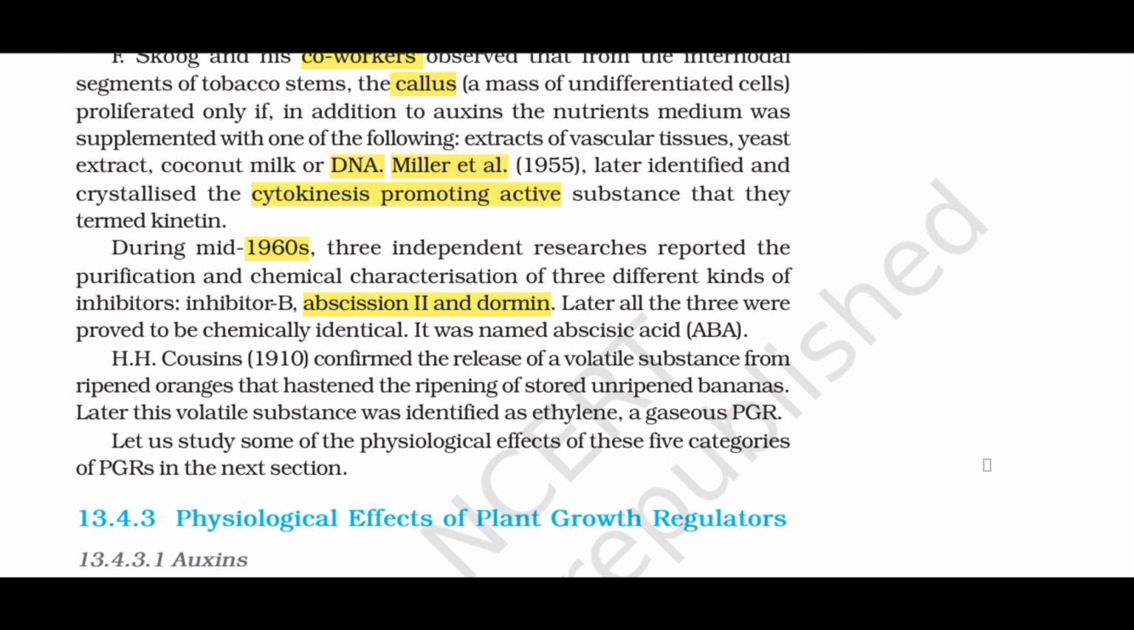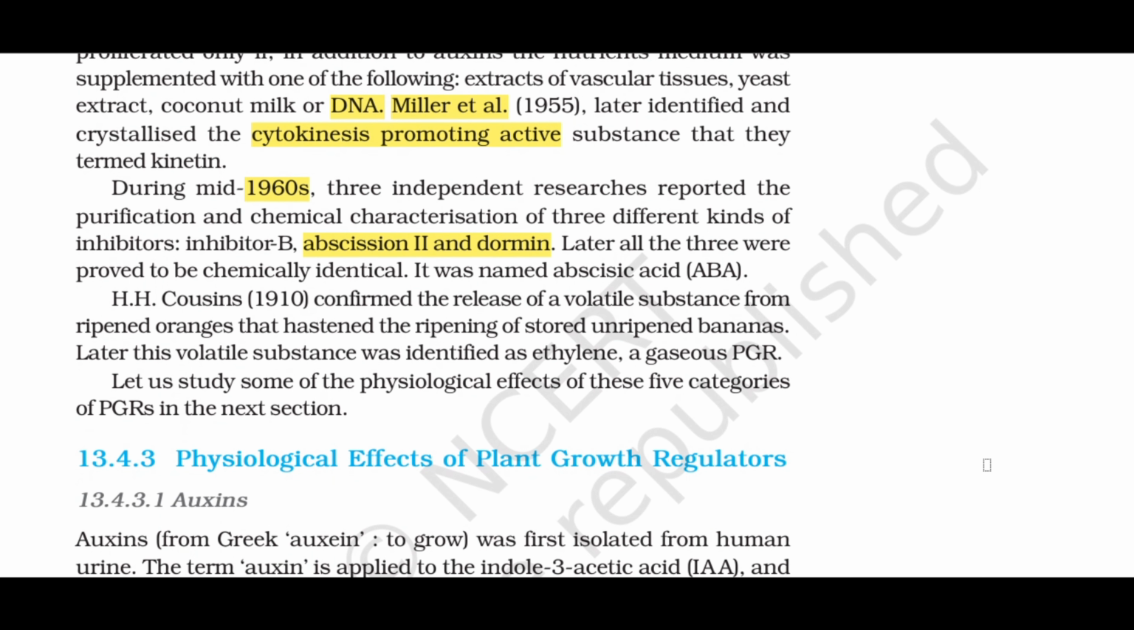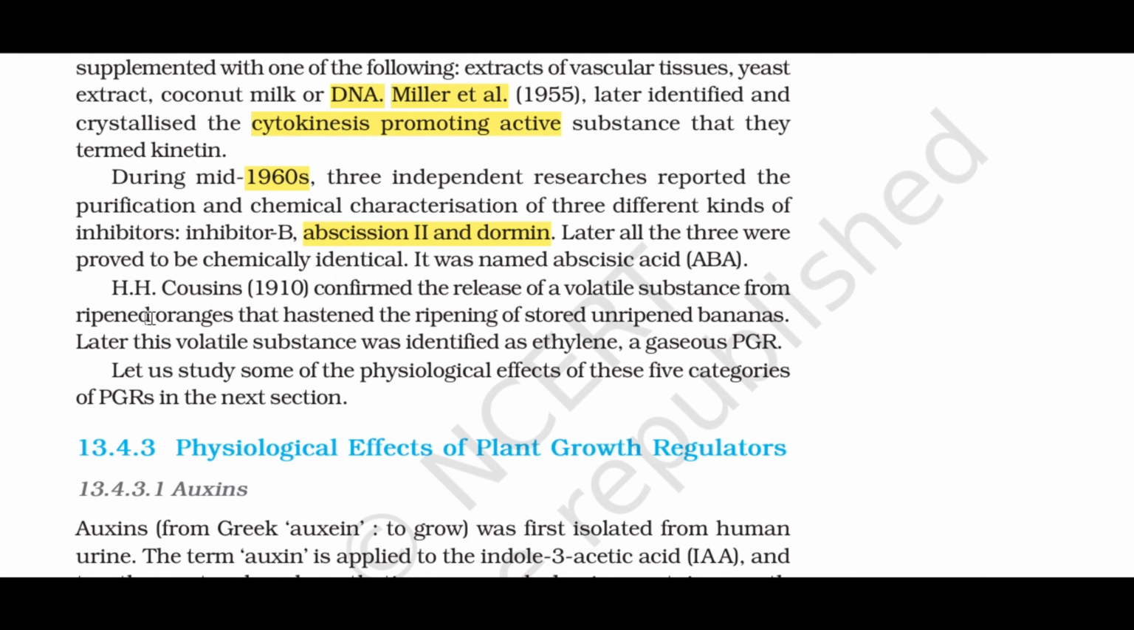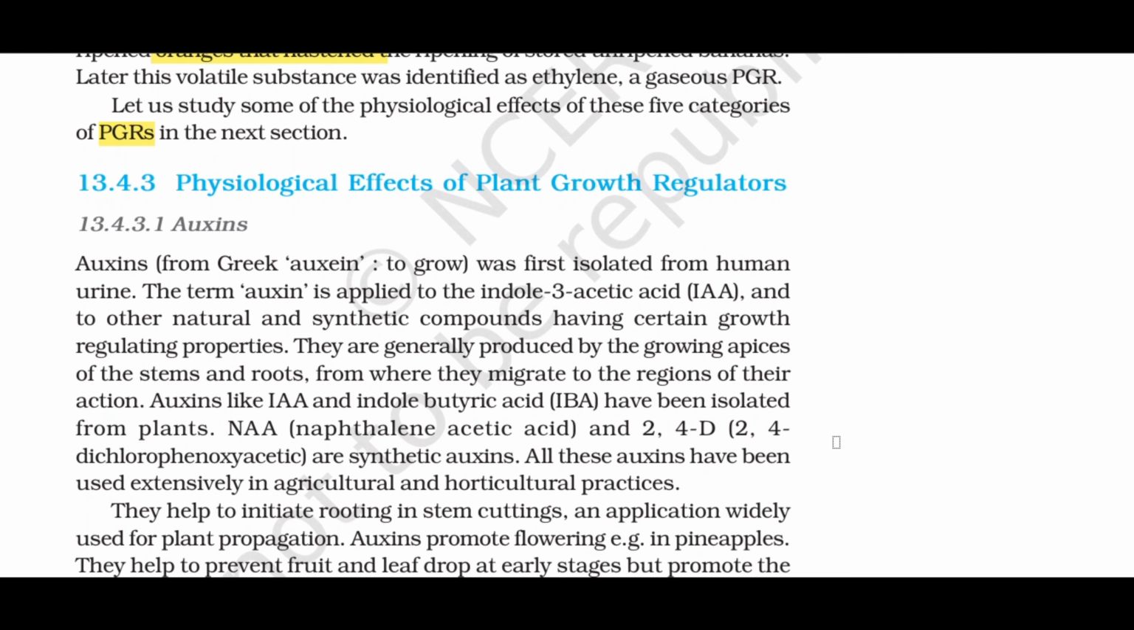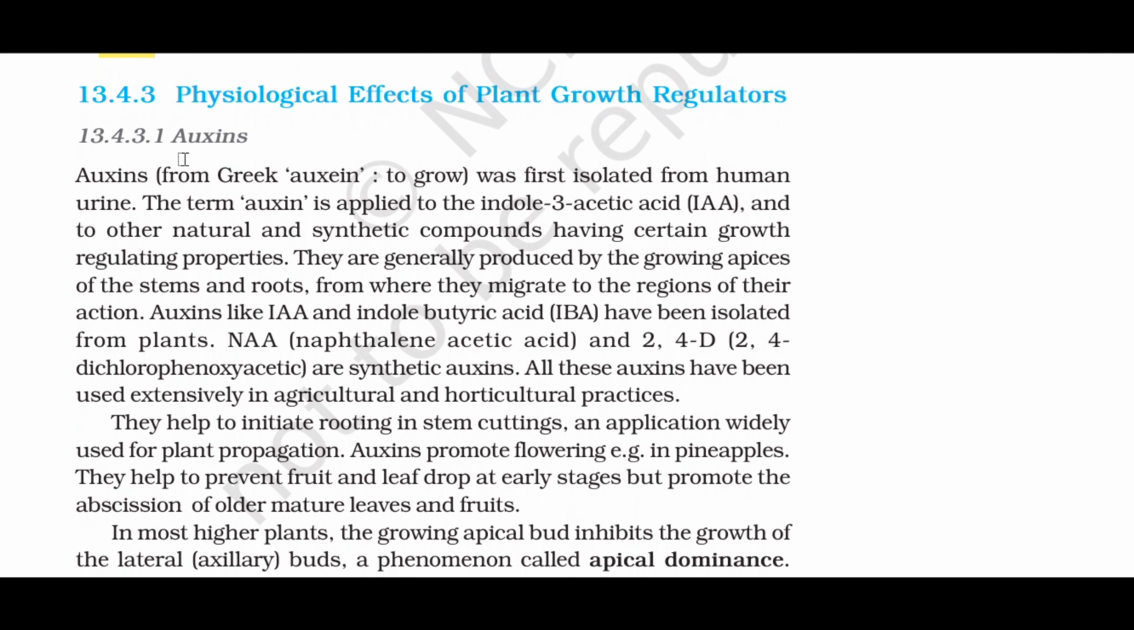H. Cousins, 1910, confirmed the release of a volatile substance from ripened oranges that hastened the ripening of stored unripened bananas. Later this volatile substance was identified as ethylene, a gaseous PGR. Let us study some of the physiological effects of these 5 categories of PGRs in the next section. Physiological effects of plant growth regulators.